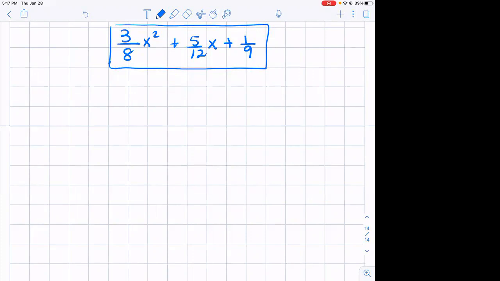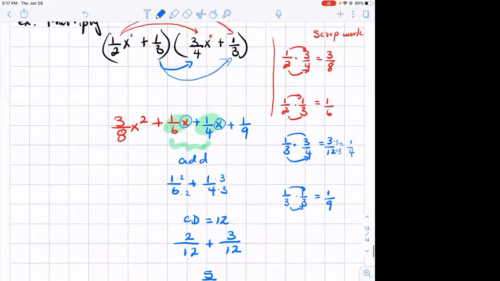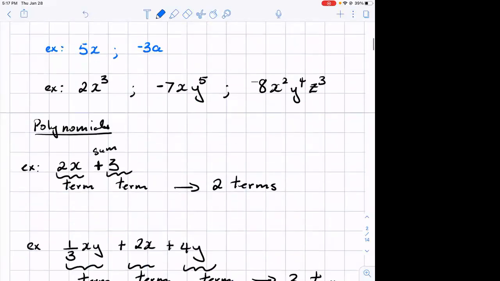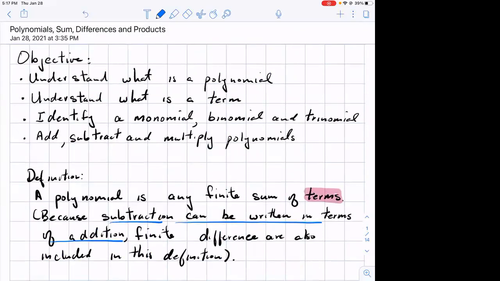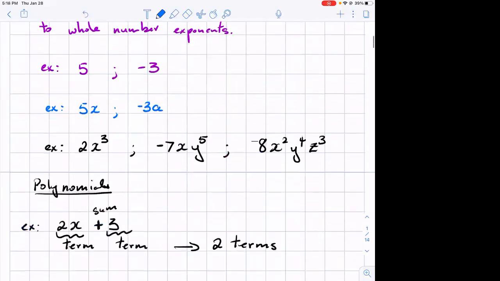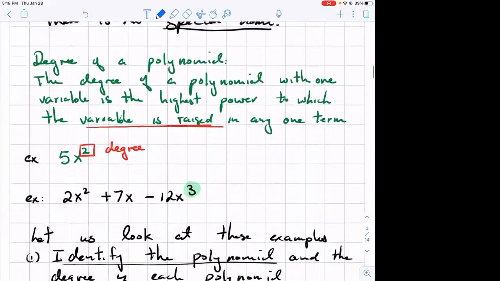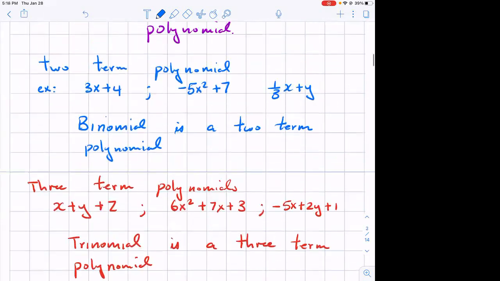So hopefully with this video, you have a good understanding of polynomials. If we go back to look at our objectives, you understand what a polynomial is now. It's a finite sum of terms. And based on the definition, you should add to that where none of the exponents are negative, right? Remember, I gave you the definition of a polynomial.